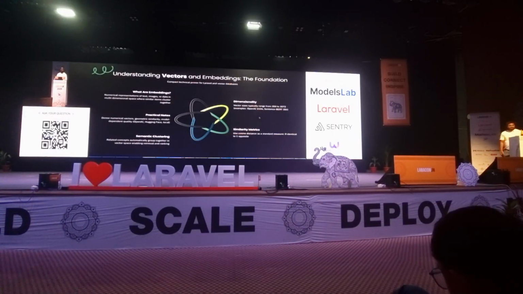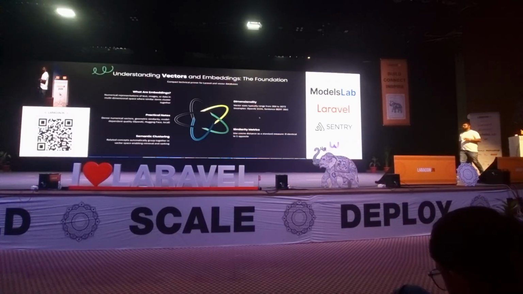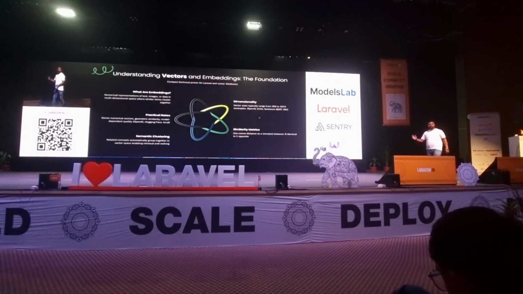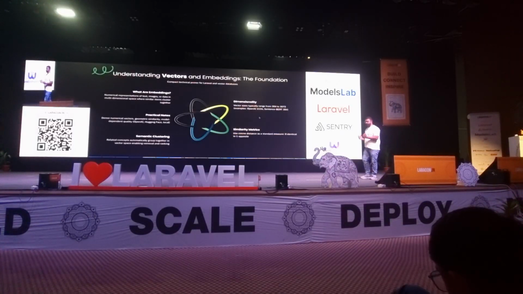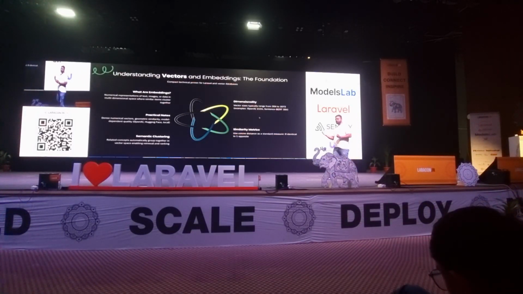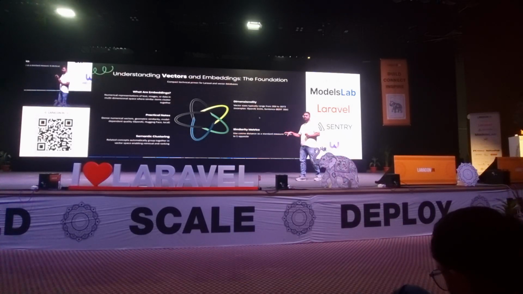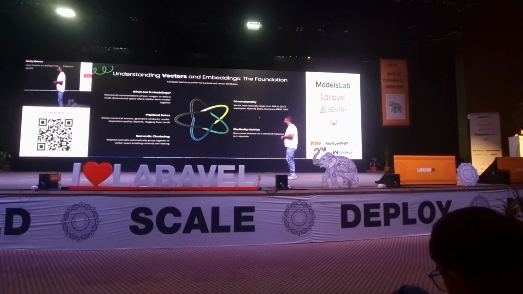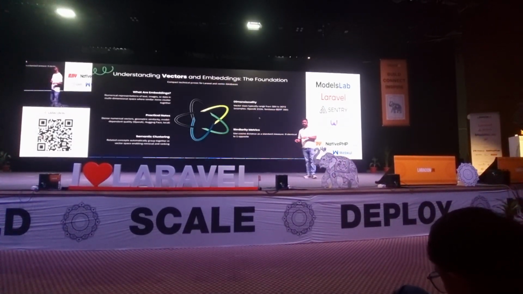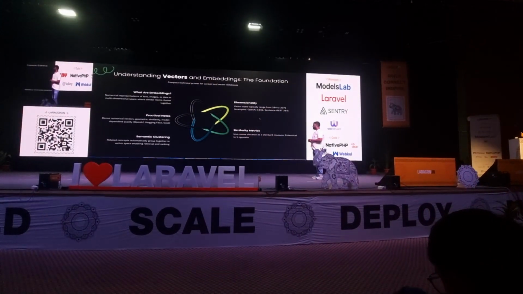So, understanding the vectors and the embeddings. What are the embeddings? Basically, it is just like the way we have shown in yesterday's demo of Taylor Auto. Whenever he is searching or doing anything, the embedding is getting created. So basically, an embedding is a numerical representation of text, images, or data in a multi-dimensional space where the similar items cluster together.